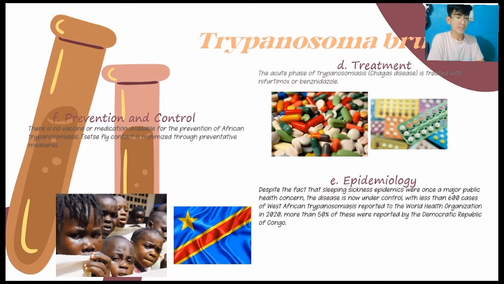Epidemiology. Despite the fact that sleeping sickness epidemics were once a major public health concern, the disease is now under control, with less than 600 cases of Eastern African trypanosomiasis reported to the World Health Organization in 2020. More than 50% of these were reported in the Democratic Republic of Congo.